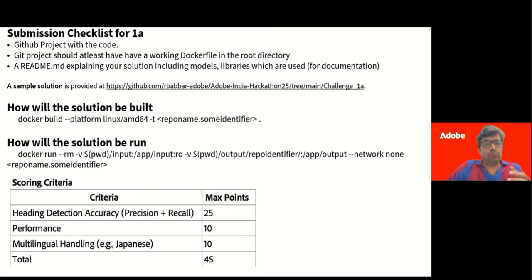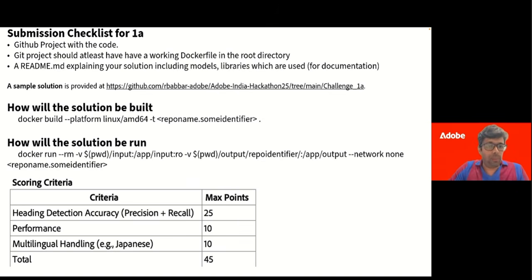So first of all, for the submission checklist for 1A, what you need is a GitHub project specifically for 1A, which should have your code, and it should have at least one Dockerfile in the root directory, because that is what we'll be using to build your container image. You should also have a readme.md, which explains your solution, including models and libraries, whichever we are using. But it is purely for documentation purposes. It will not really be evaluated, I would say. So I want to reiterate that you should probably have a separate repo for 1A.